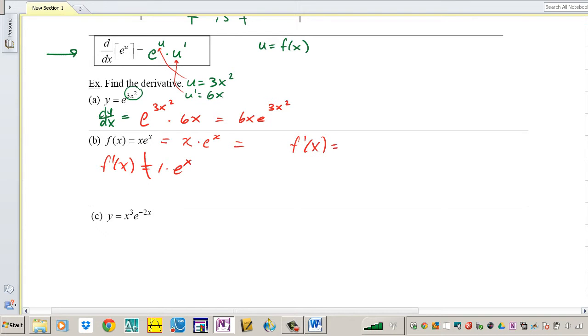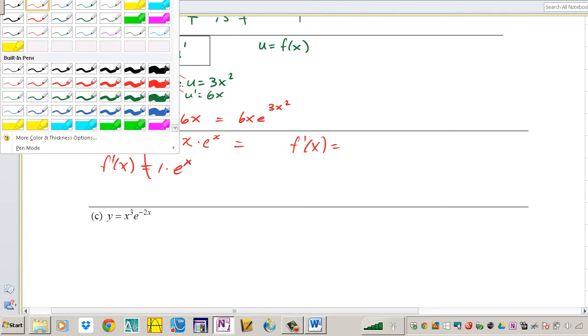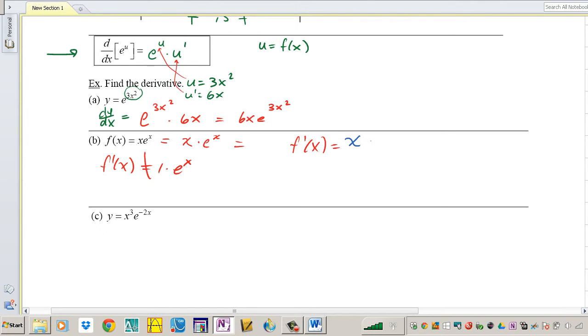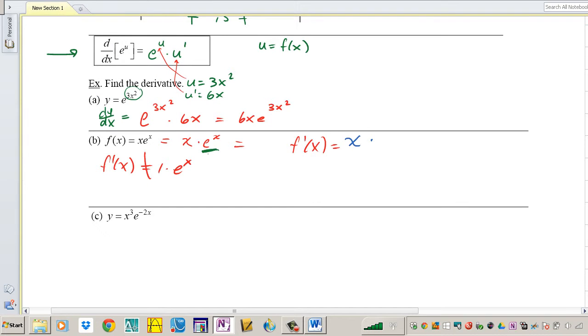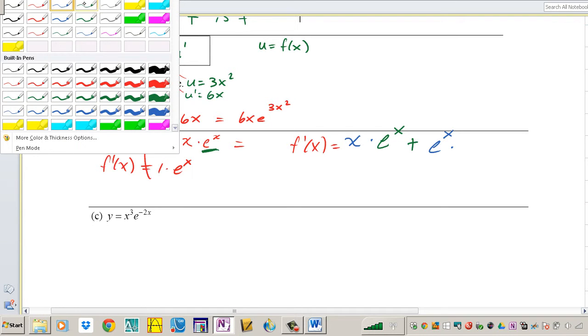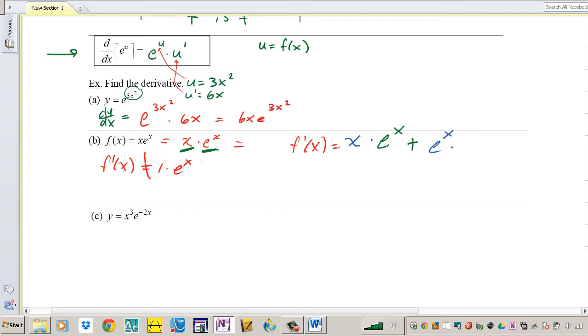So it's going to be the first term times the derivative of the second term, which is e to the x. Well, we already know what the derivative of e to the x is. It's e to the x, plus the second term times the derivative of the first term. Well, what's the derivative of x? It's 1. So it's times 1. So my final answer is x e to the x plus e to the x.